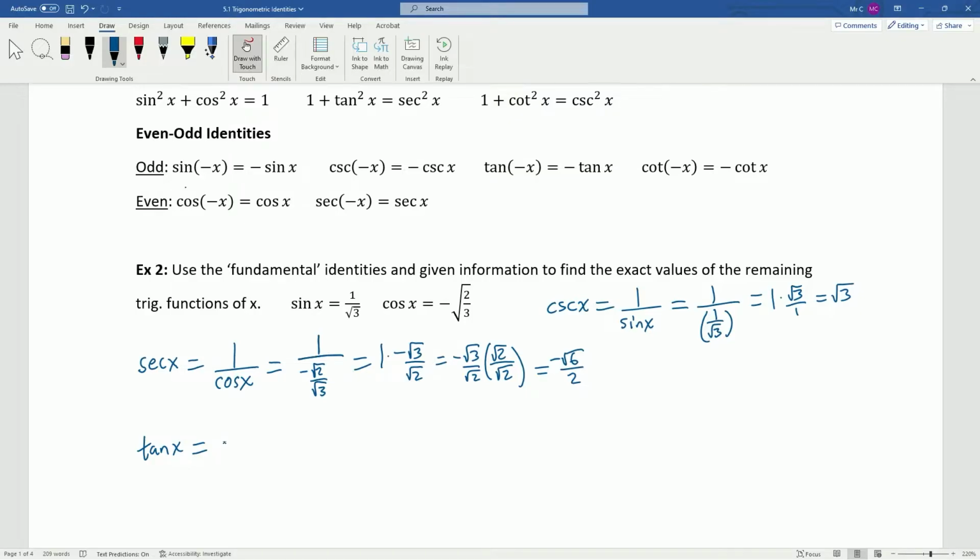So tangent of x is, of course, sine of x divided by cosine of x. That's 1 over radical 3 divided by negative root 2 over root 3. And we'll rewrite that as multiplication by the reciprocal. And the root 3 over root 3 cancels. I get left with negative 1 over root 2. And of course, you'll be expected to rationalize.